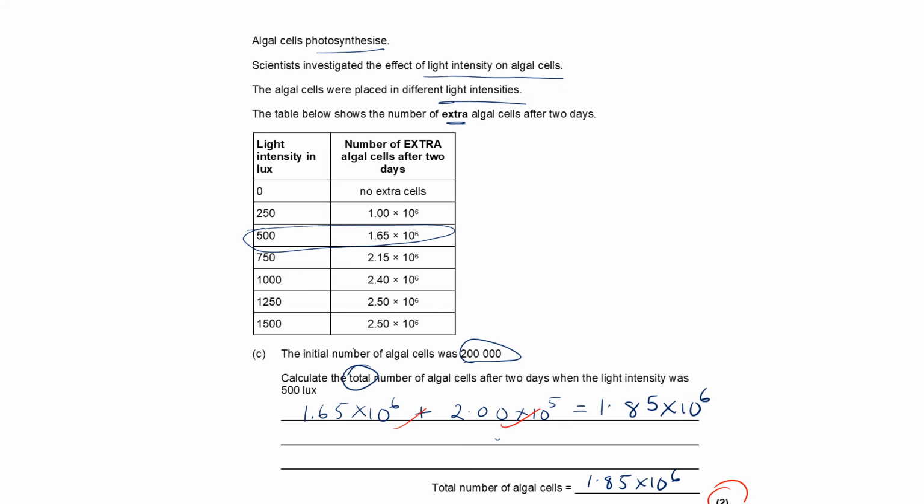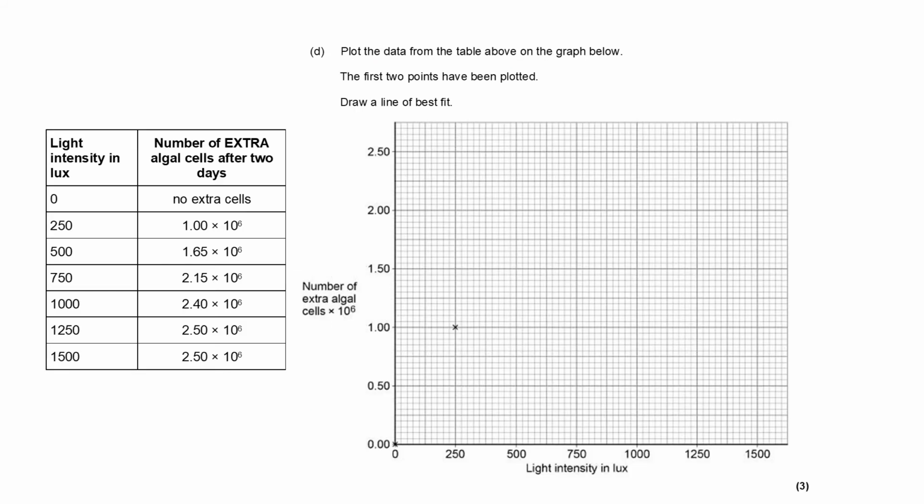For the next part of the question, part D, I have to plot data from the table onto the graph. Now, because I've been able to manipulate this, I've been able to put the table onto the same screen as the graph. And obviously in the exam, you would have the table and graph on the same double page spread, so you don't need to worry about flicking back and forth between pages. You can see that I've ticked off what plots I have done to make sure that I haven't missed anything out. That's just good practice.